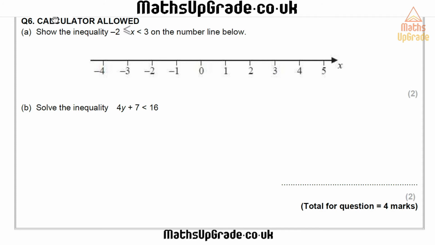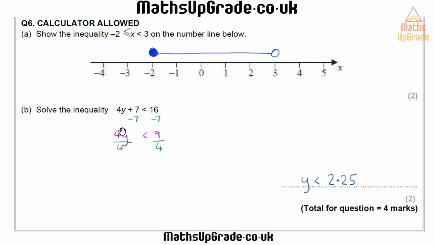In part B, we need to solve the inequality 4y plus 7 is less than 16. So I need to get y by itself, so I'm going to do the inverse of add 7, which is subtract 7, and do that to both sides. That leaves me 4y, which is less than 9. Then divide both sides by 4, which leaves me y is less than 2.25. Whole question was 4 marks.